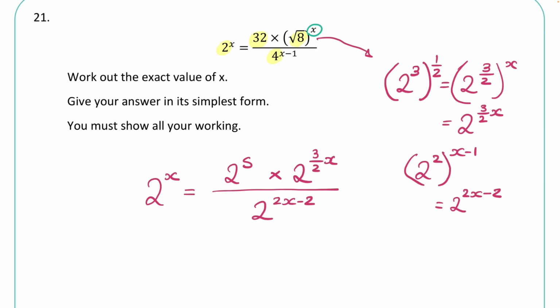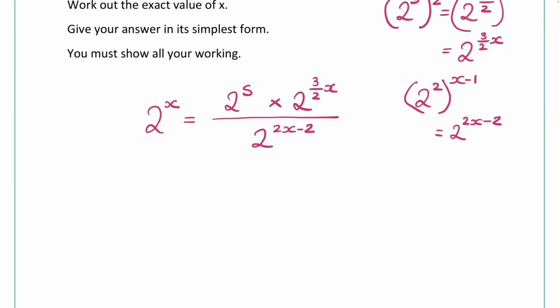Now they all have the same base number, we can apply laws of indices. So looking at the numerator to start with, we have 2 to the power of, and that's adding powers when we're multiplying, so 5 plus 3 over 2 x. And on the bottom, we still just have 2 to the power of 2x minus 2.